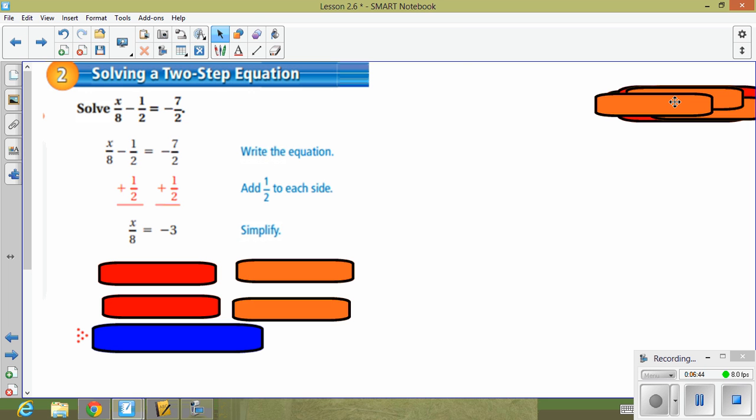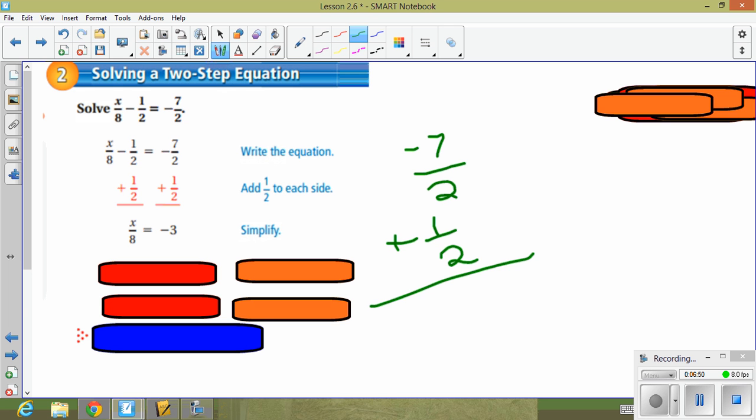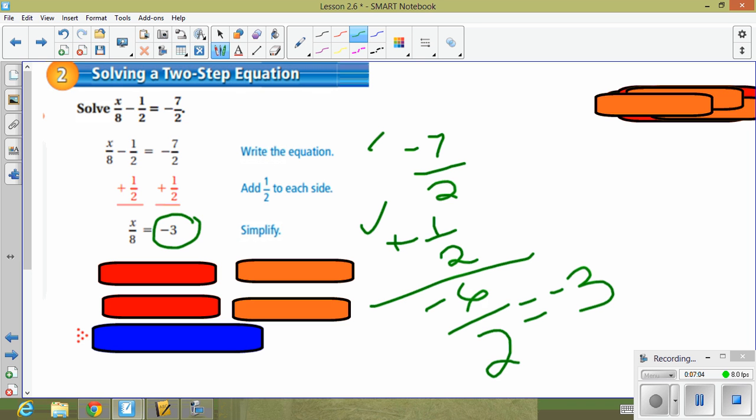The way we get 3, if you take a look here, negative 7 over 2 plus 1 over 2. Since we have different signs here, I'm going to subtract. What's 7 minus 1? We get negative 6 over 2, which is the same as negative 3. So that's why this number in here is a negative 3.